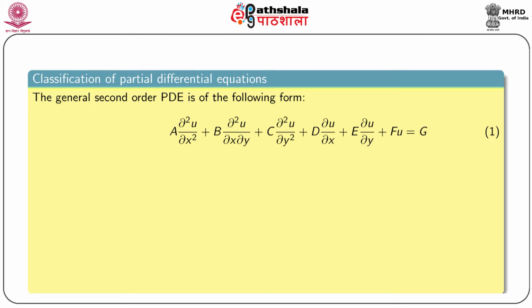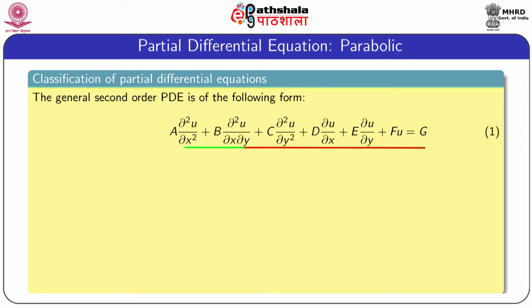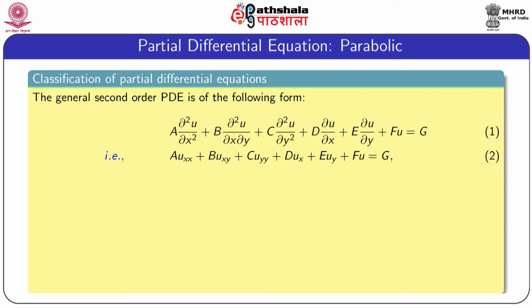First we consider the second order partial differential equation, and the general form is shown in equation 1. Here a times del 2 u del x2, plus b times del 2 u del x del y, plus c times del 2 u del y2, plus d times del u del x, plus e times del u del y, plus f u equal to g. This equation can also be written in terms of subscripts of u, where a, b, c, d, e, f and g are functions of x and y.